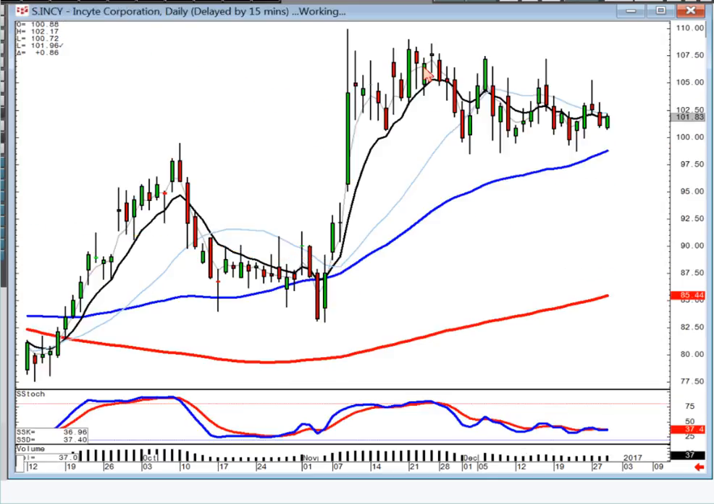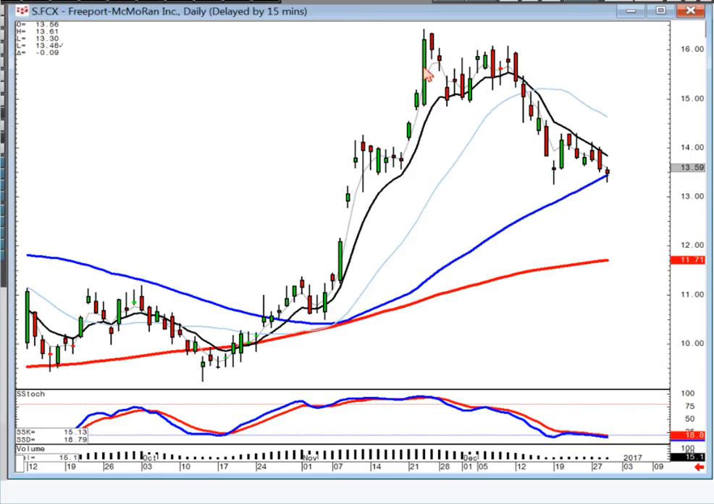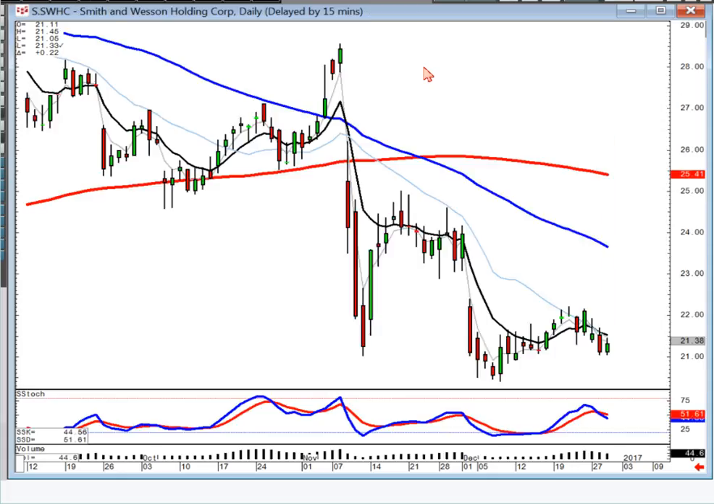INCY, nothing. I wouldn't be long or short. Freeport, stay short, but you now have to see what it does right here at the 50. If you're short, you're ready to cover on positive trading. I wouldn't go long until it does come up through the T-line. Smith & Wesson, nothing here. I probably wouldn't be long or short this one at all either. No real great direction.